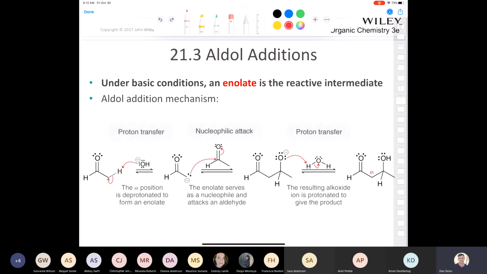Remember, this is the alpha carbon, this is the beta carbon, so that's why we call it a beta hydroxyaldehyde. So that's an aldol addition reaction. You end up with an aldol, a compound that has both an aldehyde and an alcohol functionality in it.